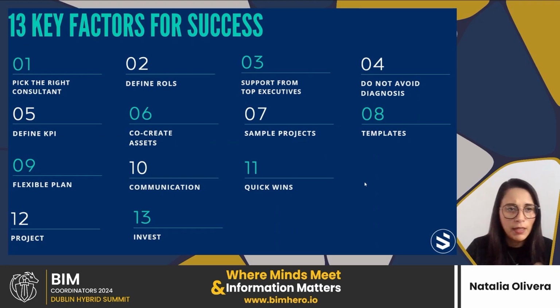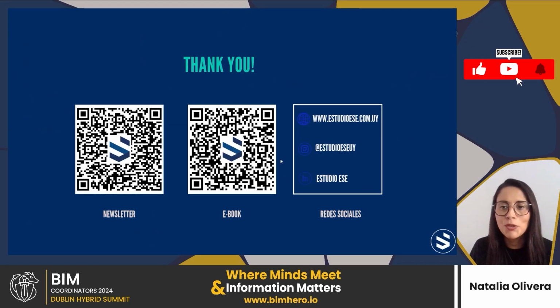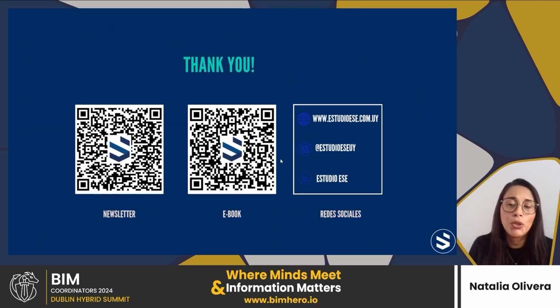So these are the 13 key factors for success in a BIM implementation. And well, I hope this will guide you through what to expect or what to do when you are implementing BIM in a company.